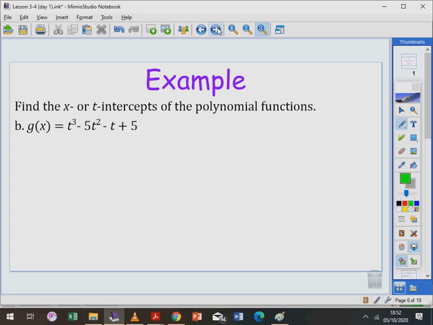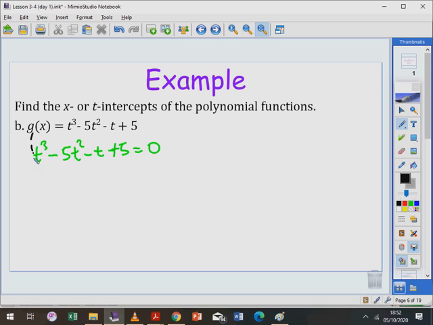If I want to find the x-intercepts of this one, same idea. I'm going to get t cubed minus 5t squared minus t plus 5, and I equate that to 0. Now, remember we are factorizing. So what I did earlier was factor out a common term. Here I don't have a common term, but I can see sort of a common pattern. I can see something that I can use.